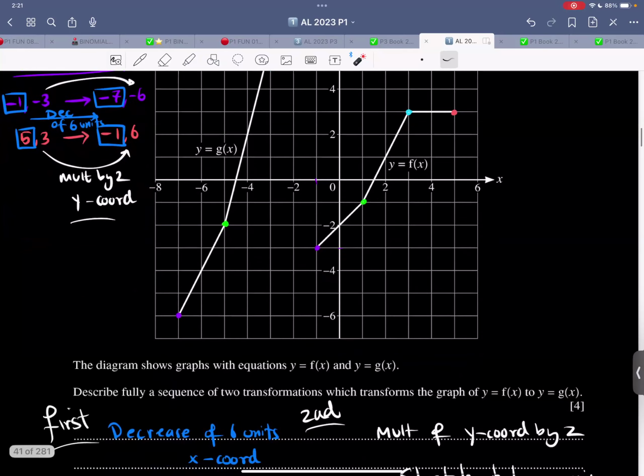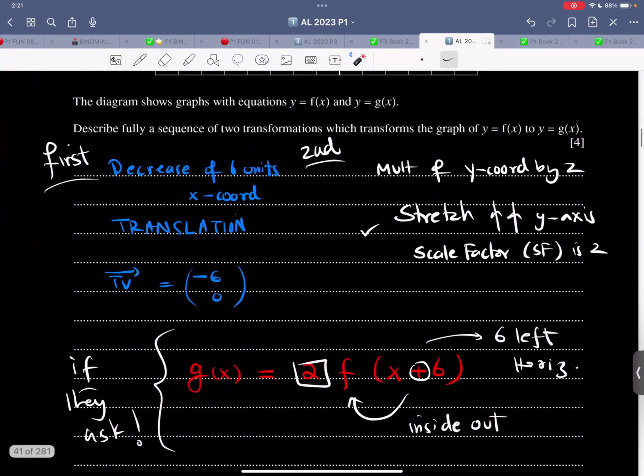So now you are getting the idea that first of all, let me decrease the x coordinate by 6 units. It's a translation parallel to the x-axis. So let me also write this. The translation vector is more than enough. So this is the translation vector, which is (-6, 0). Or you can even write a horizontal translation, and then the translation vector. So 1 mark for this, 1 mark for this.